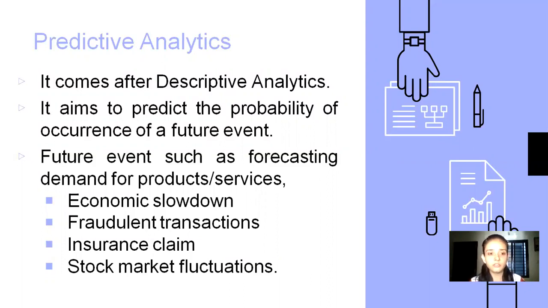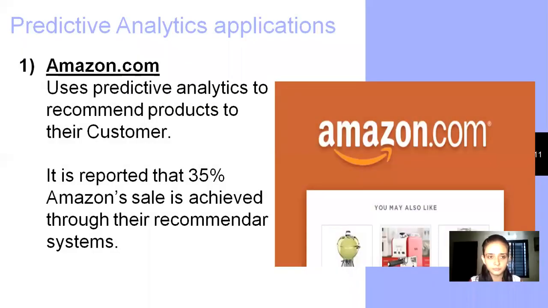So examples of predictive analytics are the economic slowdown, whether fraudulent transactions will occur in future or not, what the insurance claim is, and what the stock market fluctuations will be in future. So you have to predict whether the stock market fluctuation may go high or low. You can predict that by using different algorithms. So this is what predictive analytics is.